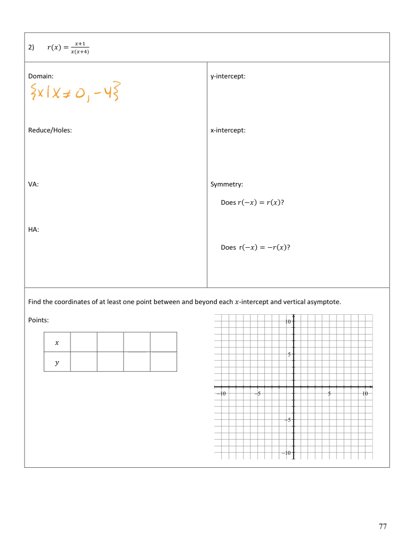Reduce, nothing reduces. There are no common factors on the top and the bottom, so we have no holes. Vertical asymptotes happen when the denominator is 0, so either when x equals 0 or x plus 4 equals 0.